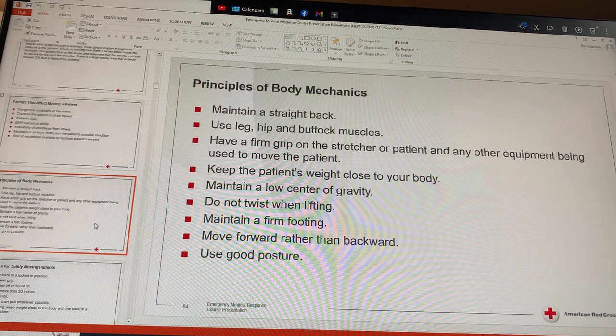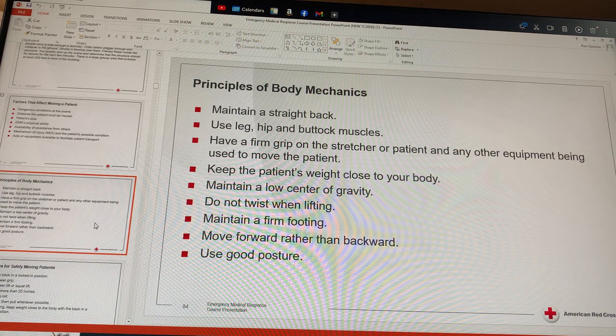Principles of body mechanics. Body mechanics refers to the field of physiology that studies muscular actions and the function of the muscles in maintaining the posture of the body. In other words, it is the study of using your body in the safest and most efficient way to achieve a desired outcome. Make sure to employ the following principles of body mechanics when lifting and moving a patient.